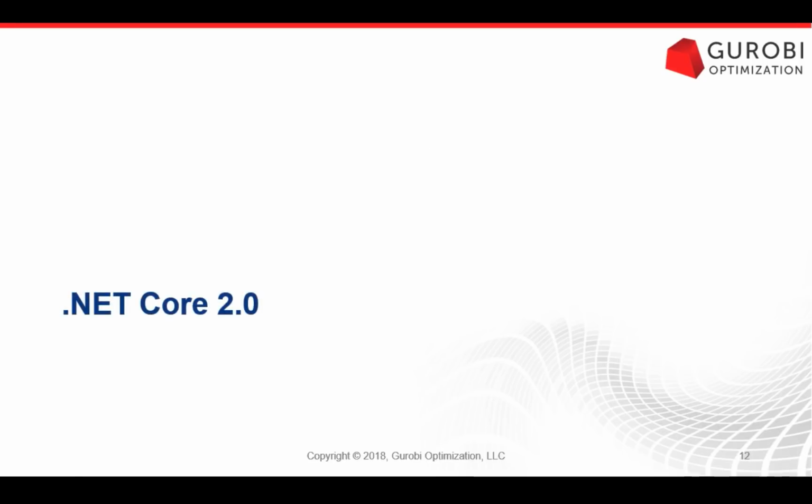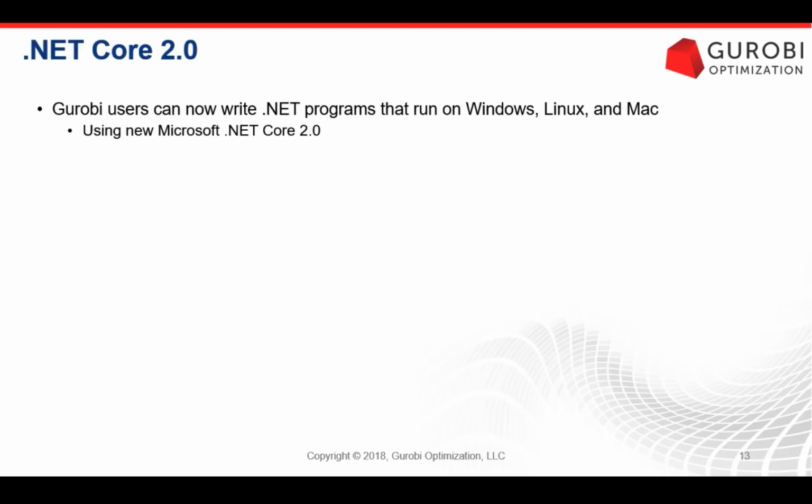Another new feature in our latest release is support for Microsoft's new .NET Core. Historically, .NET has been a Microsoft proprietary platform. So .NET provided support for a number of different programming languages, including C#, Visual Basic. There's several .NET languages. However, the only supported platform for running these .NET programs was Microsoft Windows.